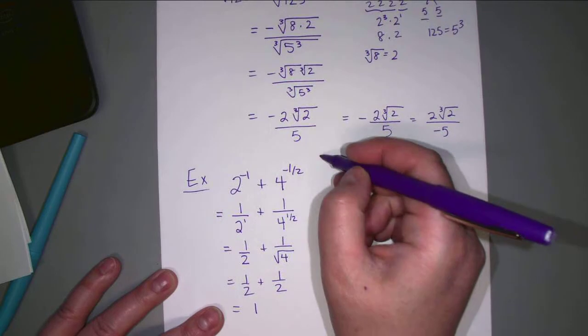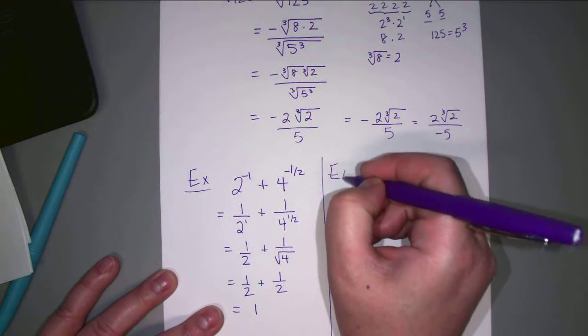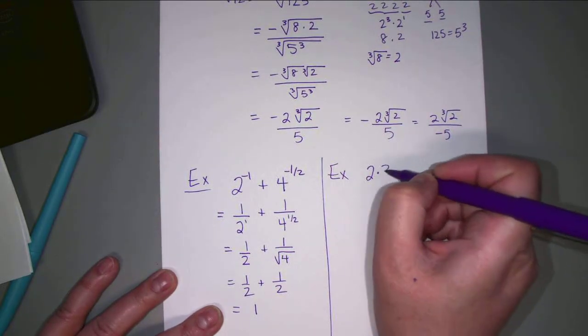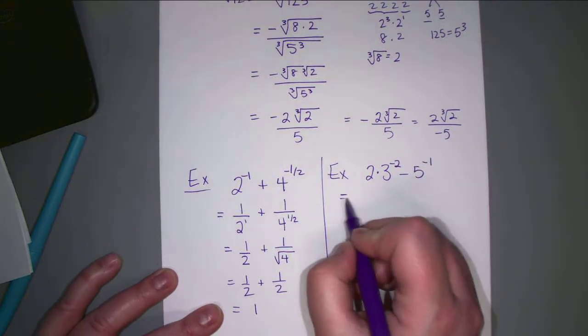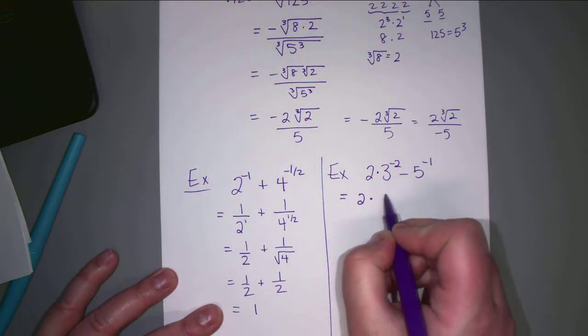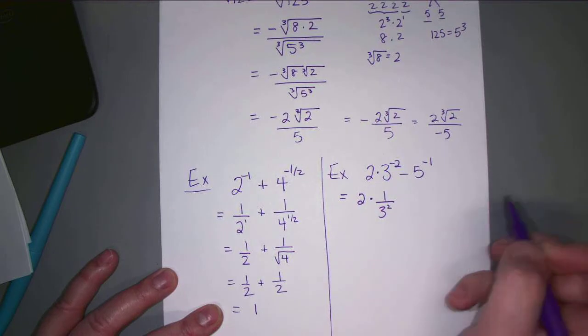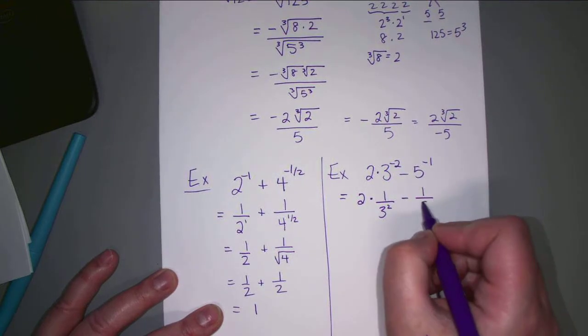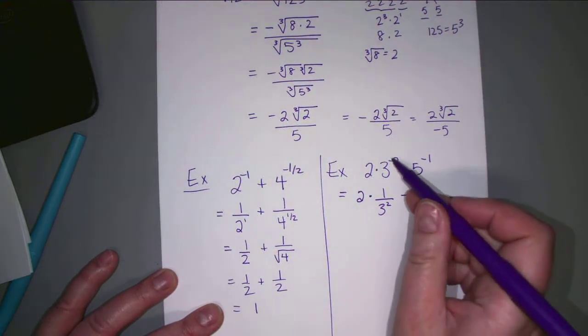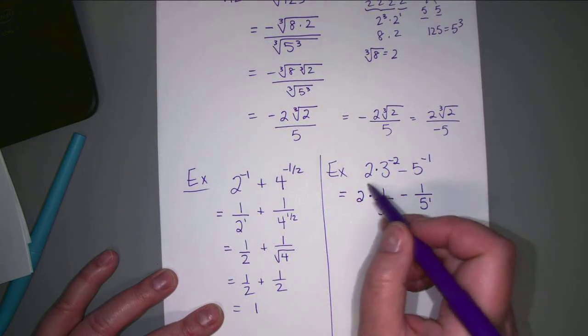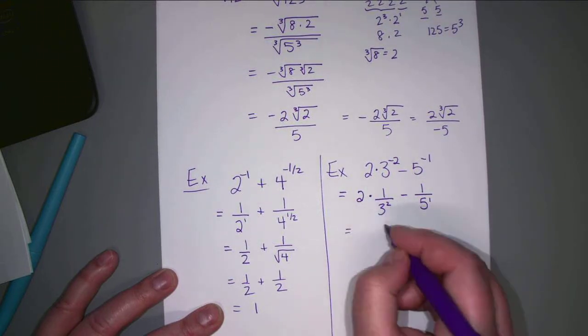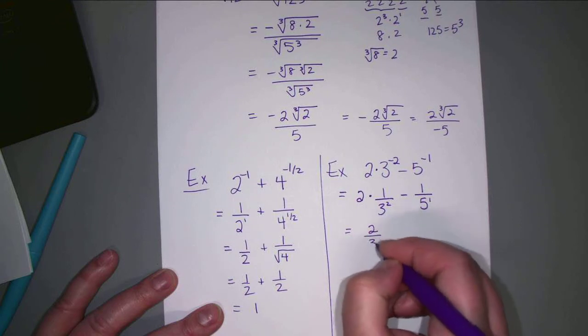And let's just write another one right here. So if I had 2 times 3 to the negative 2 minus 5 to the negative 1. So this would be 2 times 1 over 3 squared minus 1 over 5 to the 1. So because the negative exponent moves down to the bottom. Now this is actually one number. You would multiply that. So this is 2 over 3 squared.